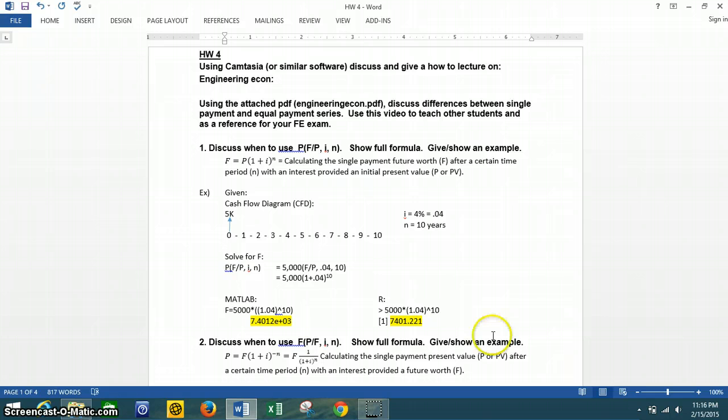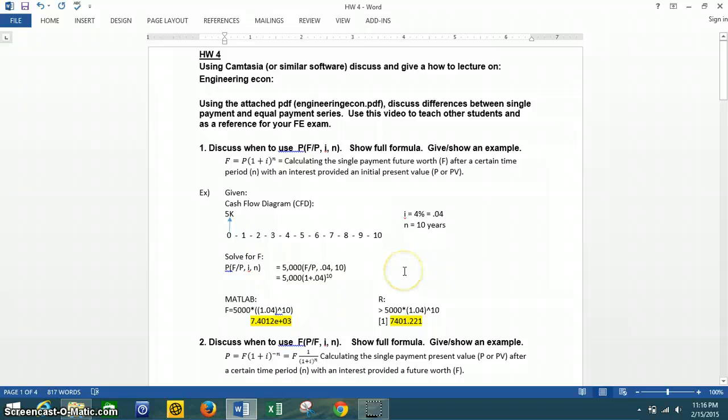So this example here shows us that there is a cash flow diagram, or a CFD. In your first year, you're given $5,000, and there's a period of 10 years total, so n equals 10. Your interest rate is 4%. So to solve this simple problem, you would use the formula listed right here. And the specific formula is up here. The nomenclature for that formula is listed down here.